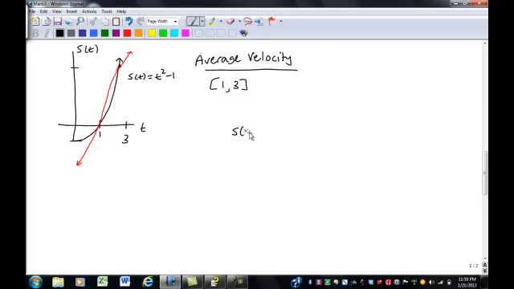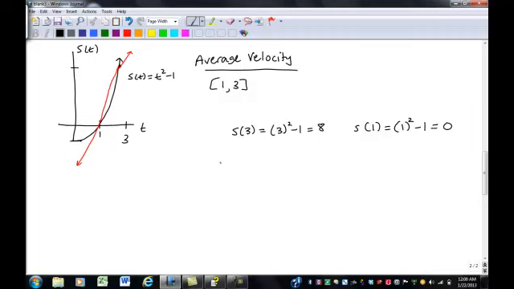I plug in 3 for t. I need to get the y values. I plug in 3 for t. I get 3 squared minus 1, which is 8. And I plug in 1 for t. And I get 1 squared minus 1, which is 0 again.